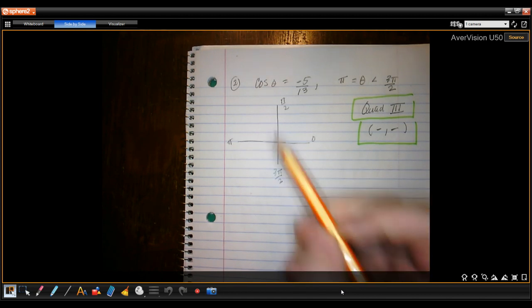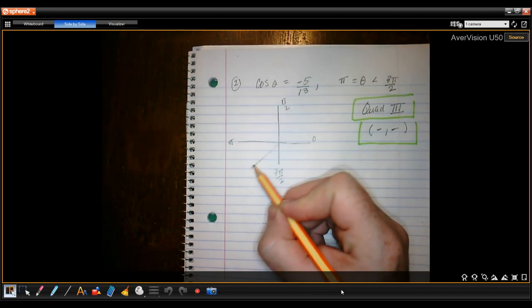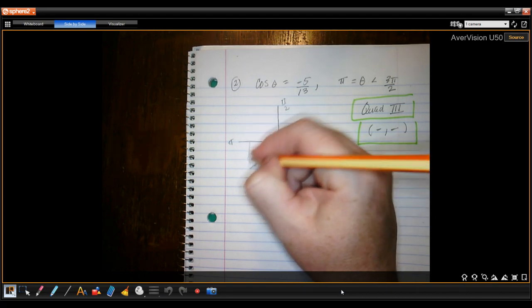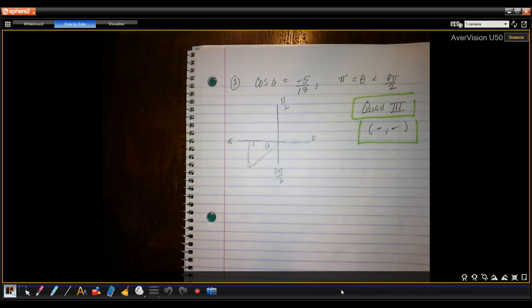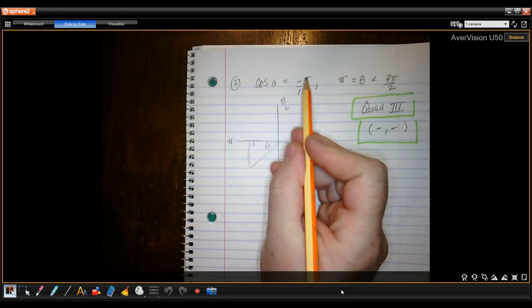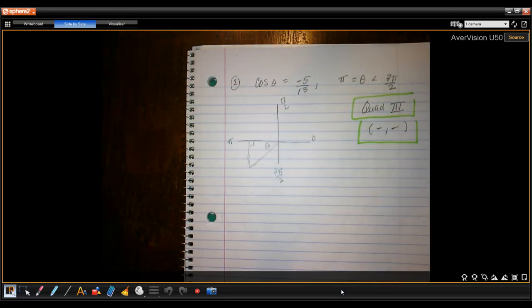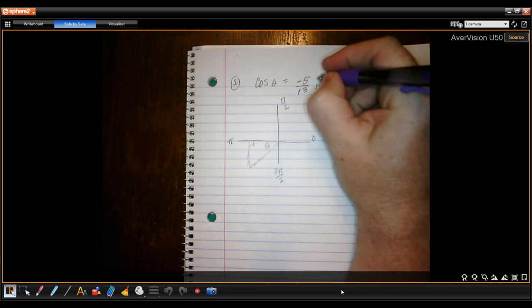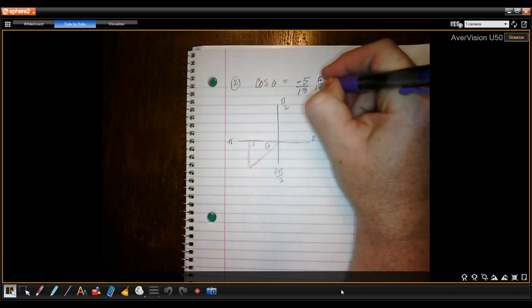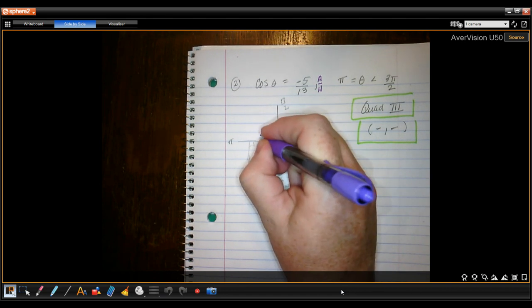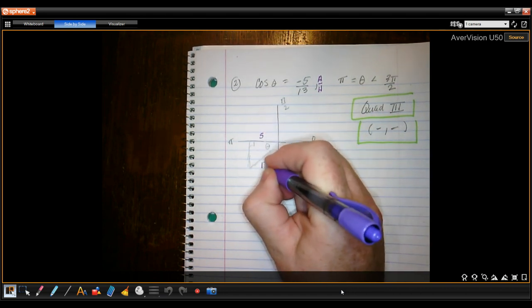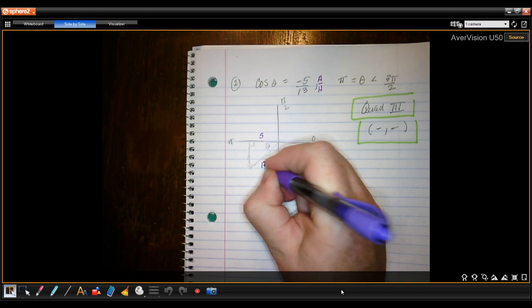Then after that, we're down here, right? So here's the triangle that I'm drawing. I'm trying to find theta. Theta is the unknown measure. So I'm just going to label the sides. Cosine, we know, is what? Adjacent over hypotenuse, right? So adjacent would be 5, and hypotenuse would be 13.